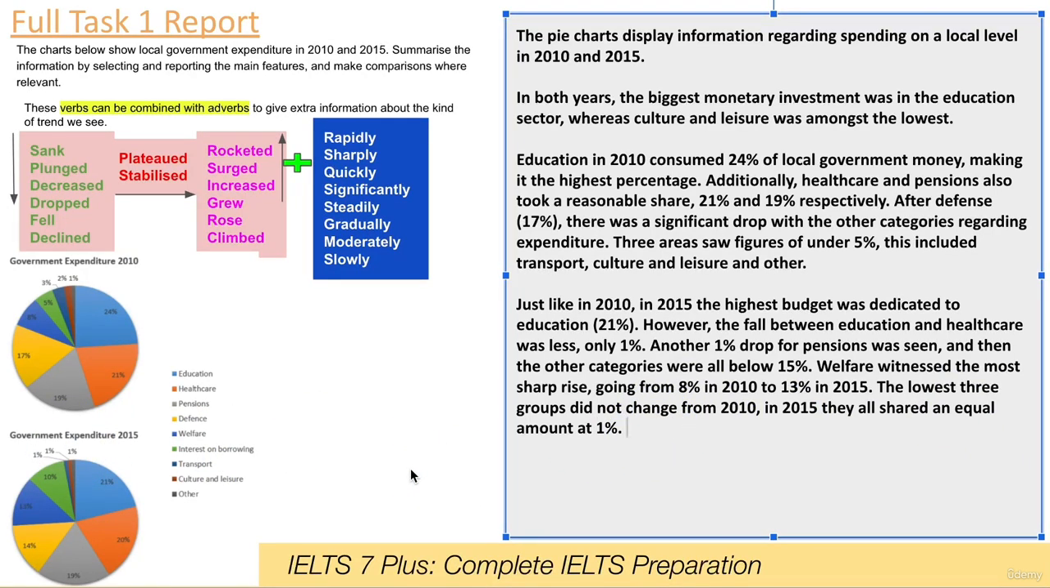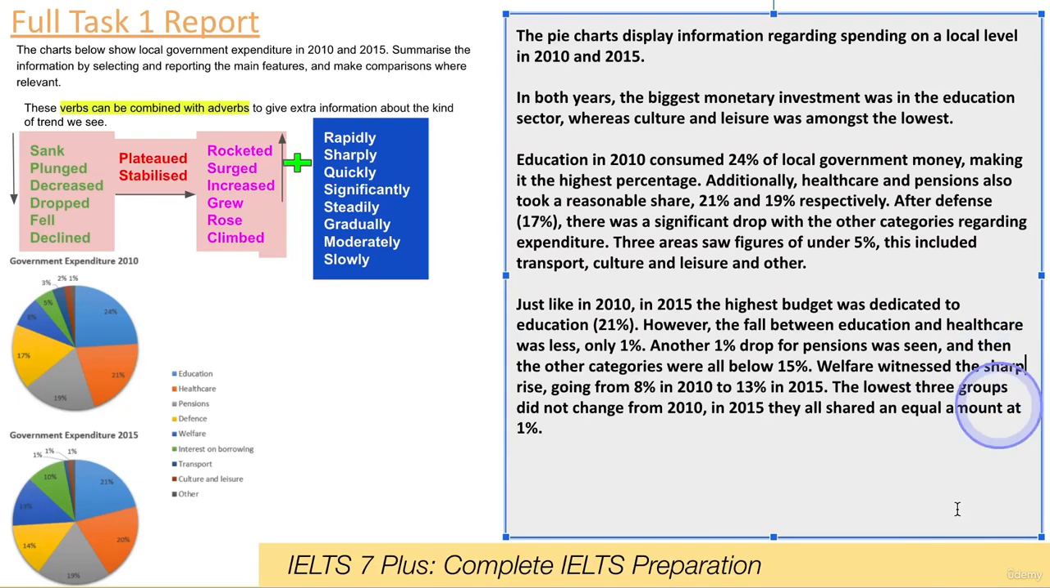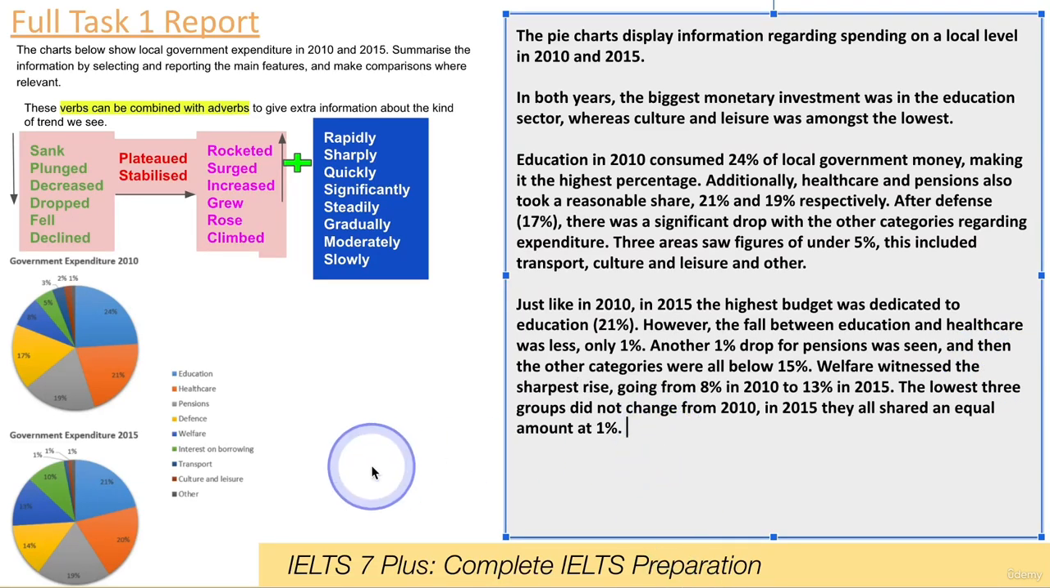Just like in 2010, in 2015, the highest budget was dedicated to education, 21%. However, the fall between education and healthcare was less, only 1%. Another 1% drop for pensions was seen, and then the other categories were all below 15%. Welfare witnessed the most, maybe the most doesn't sound so smooth. We can say the sharpest rise, going from 8% in 2010 to 13% in 2015. The lowest three groups did not change from 2010. In 2015, they all shared an equal amount at 1%.